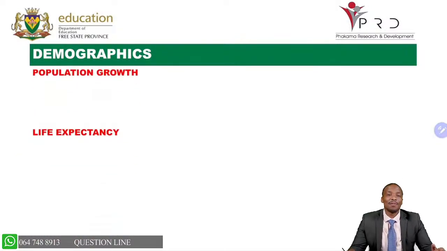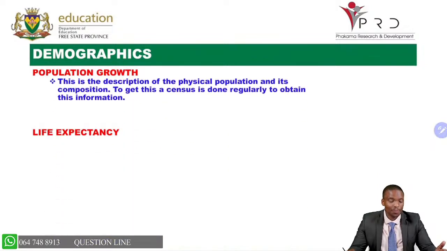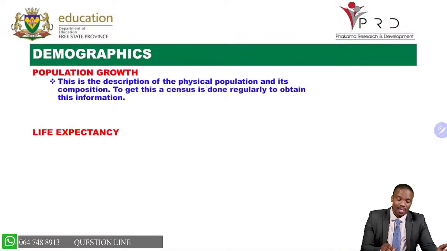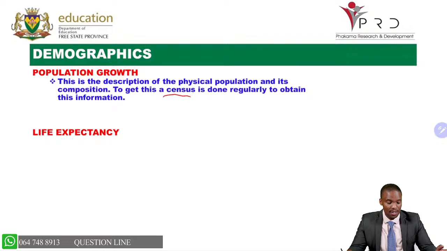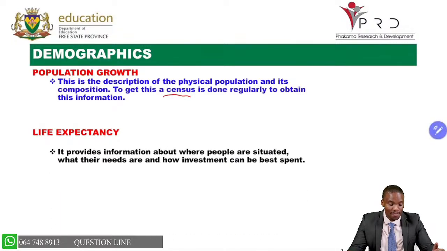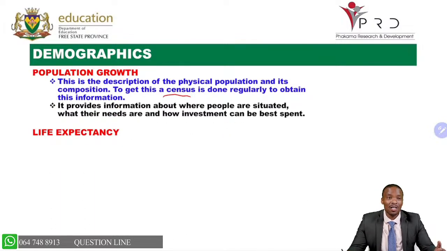Let's expand on the demographic cycles. Under demographic, there are two indicators: population growth as well as life expectancy. This is the description of the physical population and its composition. And we are always saying to get this, a census should be conducted. And that will tell us how many people we have in South Africa as to migration or natural growth. It provides information about where people are situated, what their needs are, and how investment can be best spent.